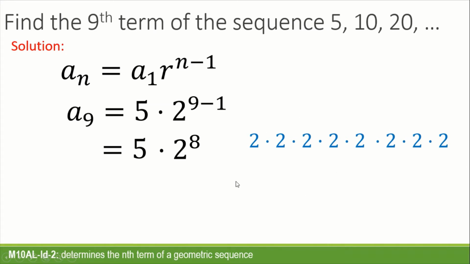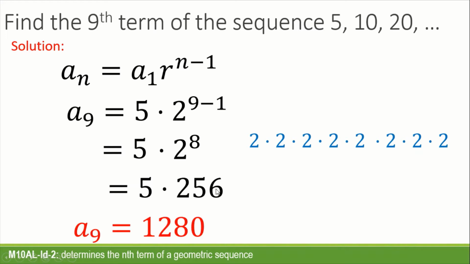Okay? So, simplify natin muna yung exponent, expression may exponent na 2 raised to 8. And that is 256. So, pag minultiply mo yung 2 ng 8 beses, ang sagot ay 256 times 5. So, the product is the ninth term, and that is 1,280.